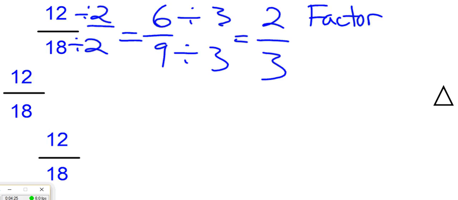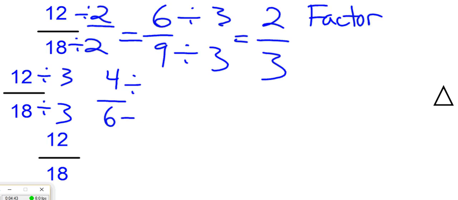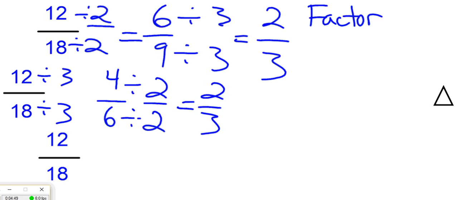Another way I could look at this is I could say, okay, 12 and 18, maybe the first number that came to your mind wasn't a 2, it was the 3. You recognized the relationship between them. So you said, okay, 12 divided by 3 is 4, and 18 divided by 3 is 6. But now you recognize that they're both even numbers. And so we reduce again, and once again get to 2/3.